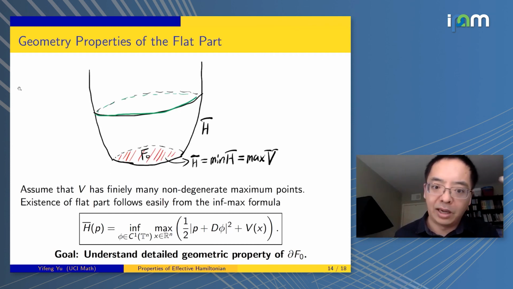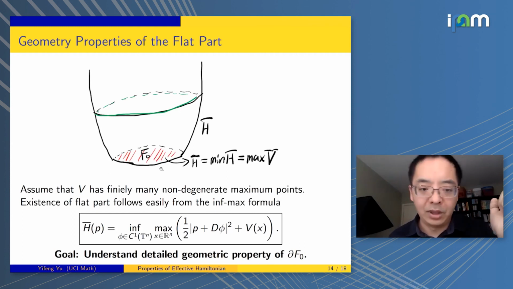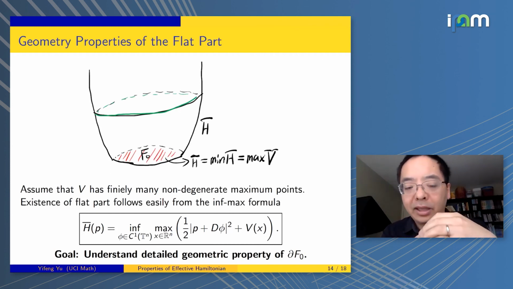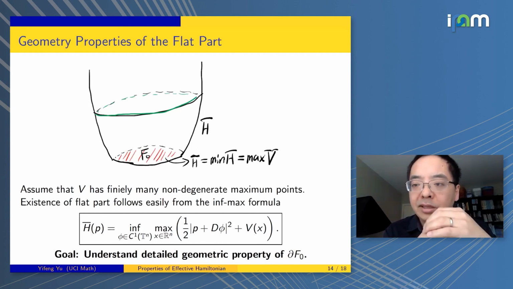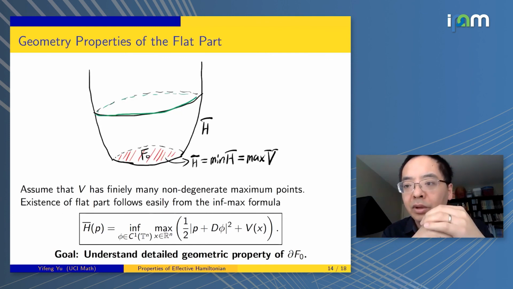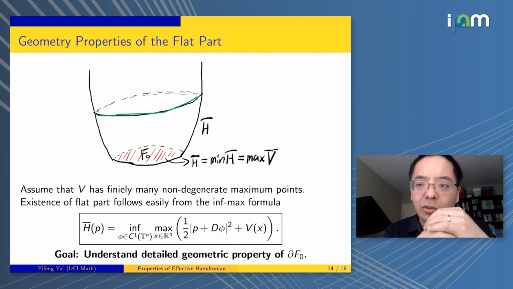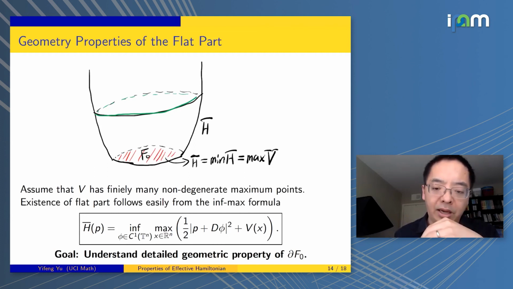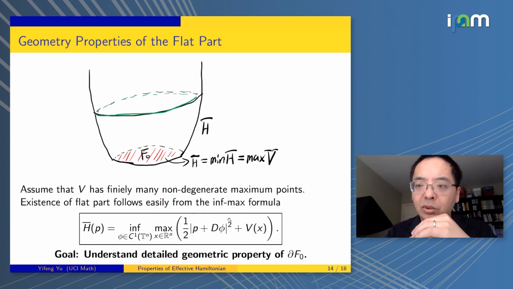So the flat part is the minimum level. The existence of the flat part can be derived in different ways; if you look at the dynamic system literature, they do it from the dynamic system point of view. But it seems to me the quickest, easiest way is to use the Infomax formula. I think this was first proved by Gomez. That's my impression.